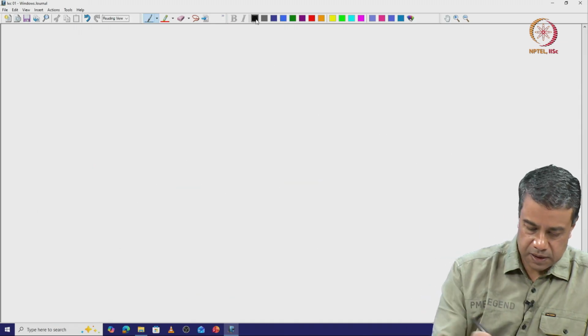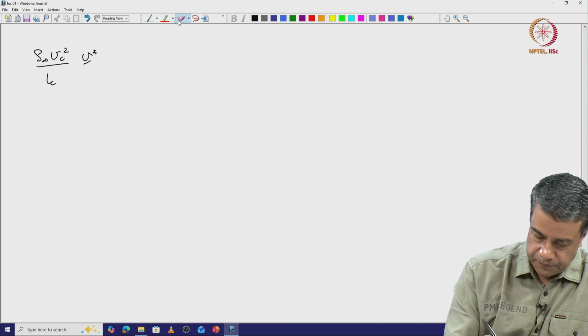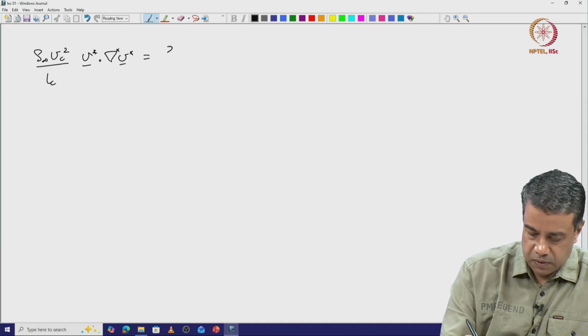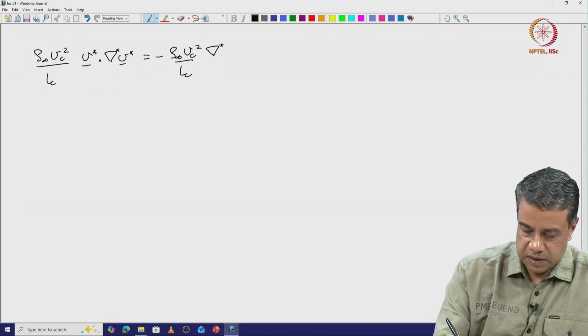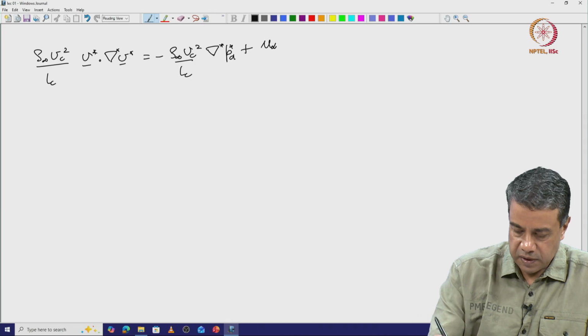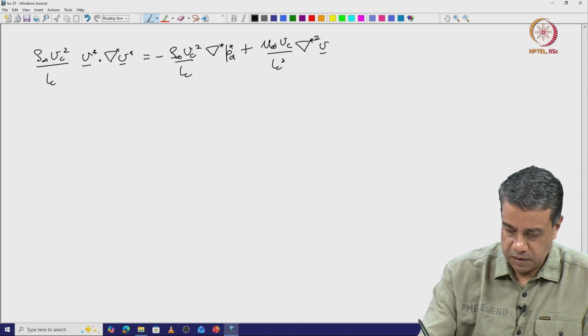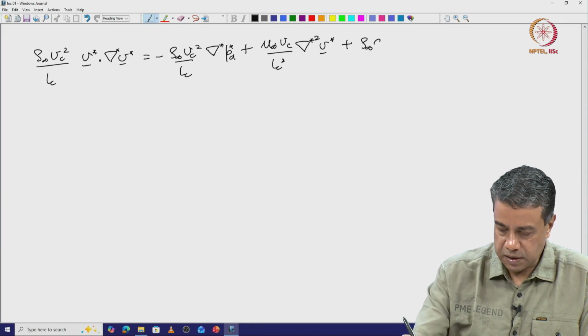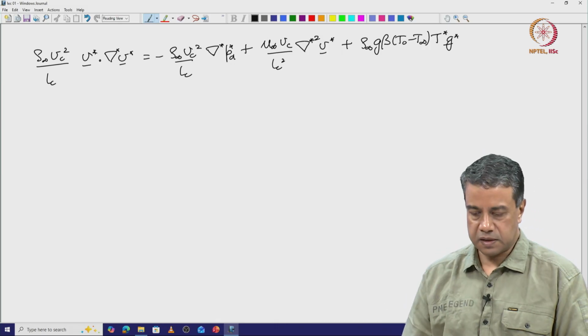So, writing the characteristic momentum equation again, rho infinity V c square by L c, V star dot grad star V star is equal to minus rho infinity V c square by L c into the scaled gradient of the pressure, plus mu infinity into V c by L c square, the Laplacian of the velocity, plus rho infinity g beta into T naught minus T infinity into the scaled temperature difference into the unit vector along the direction of acceleration due to gravity.